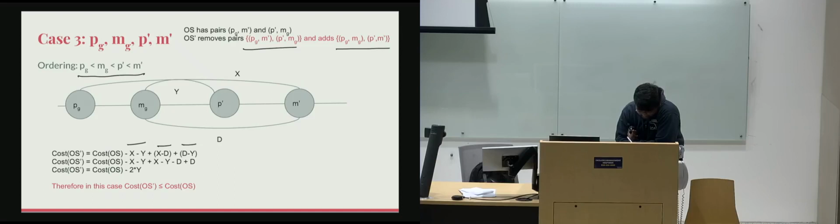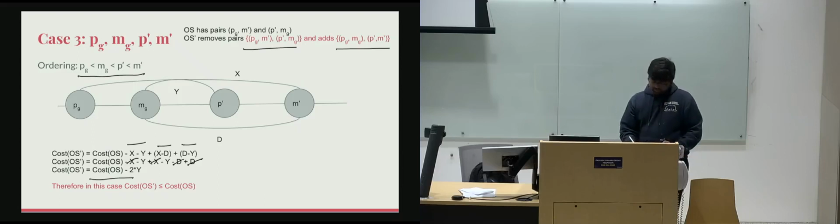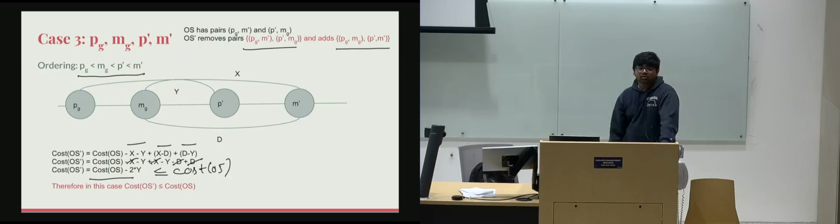And when you solve it, x cancels out, and y and d cancel out, and you end up with this term. So here again we are subtracting something from OS, so that's why this has to be less than or equal to the cost of OS. So it seems like case 3 is also working.